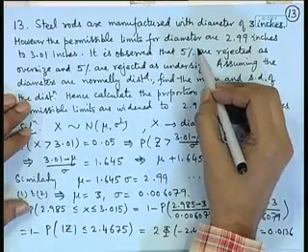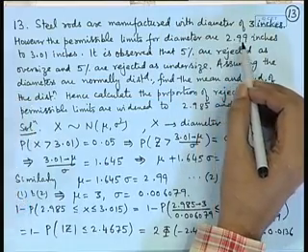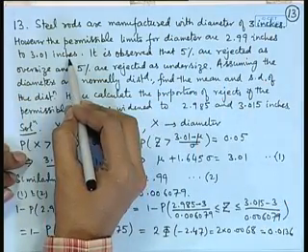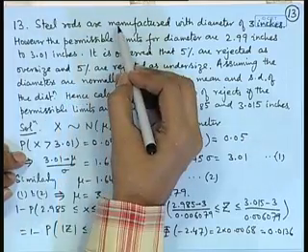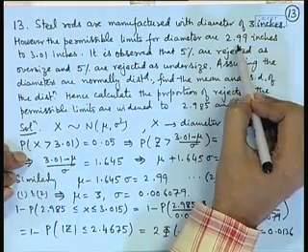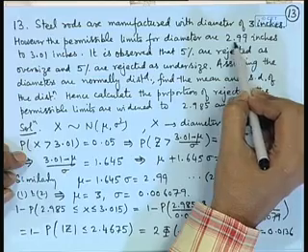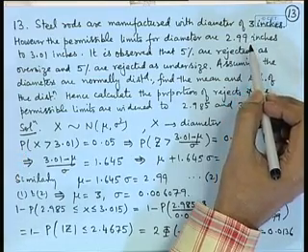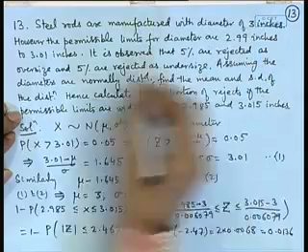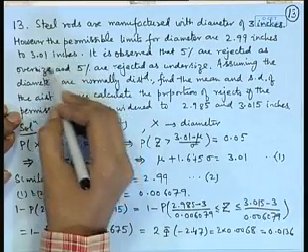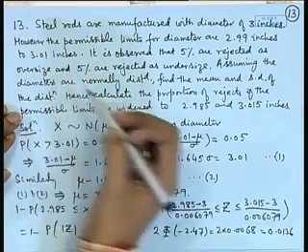So, the permissible limits for the diameter are taken, for example, from 2.99 inches to 3.01 inches. That means, if a rod is manufactured and its diameter turns out to be less than 2.99, it is not considered to be meeting the specification. If it is more than 3.01 inches, then also it is not meeting the specifications.